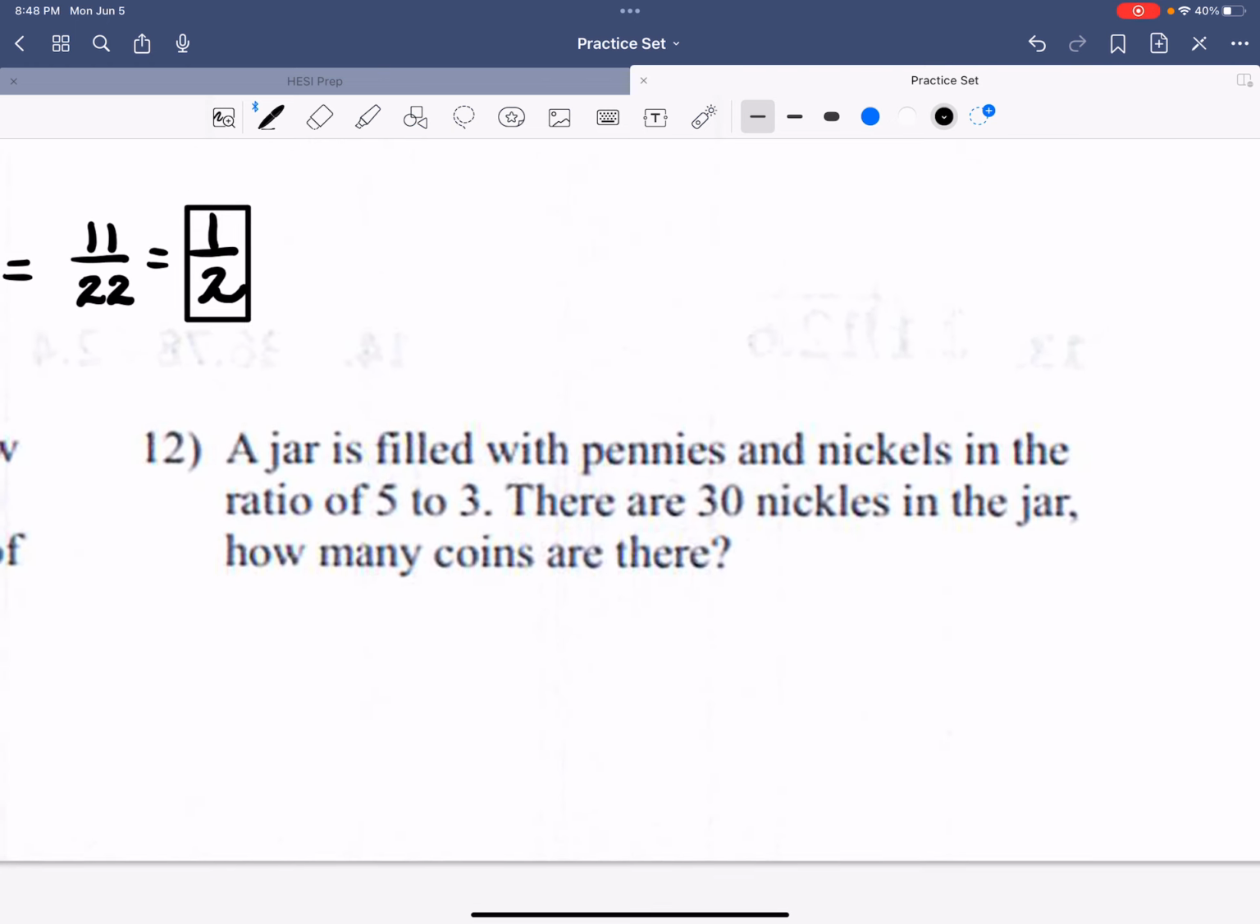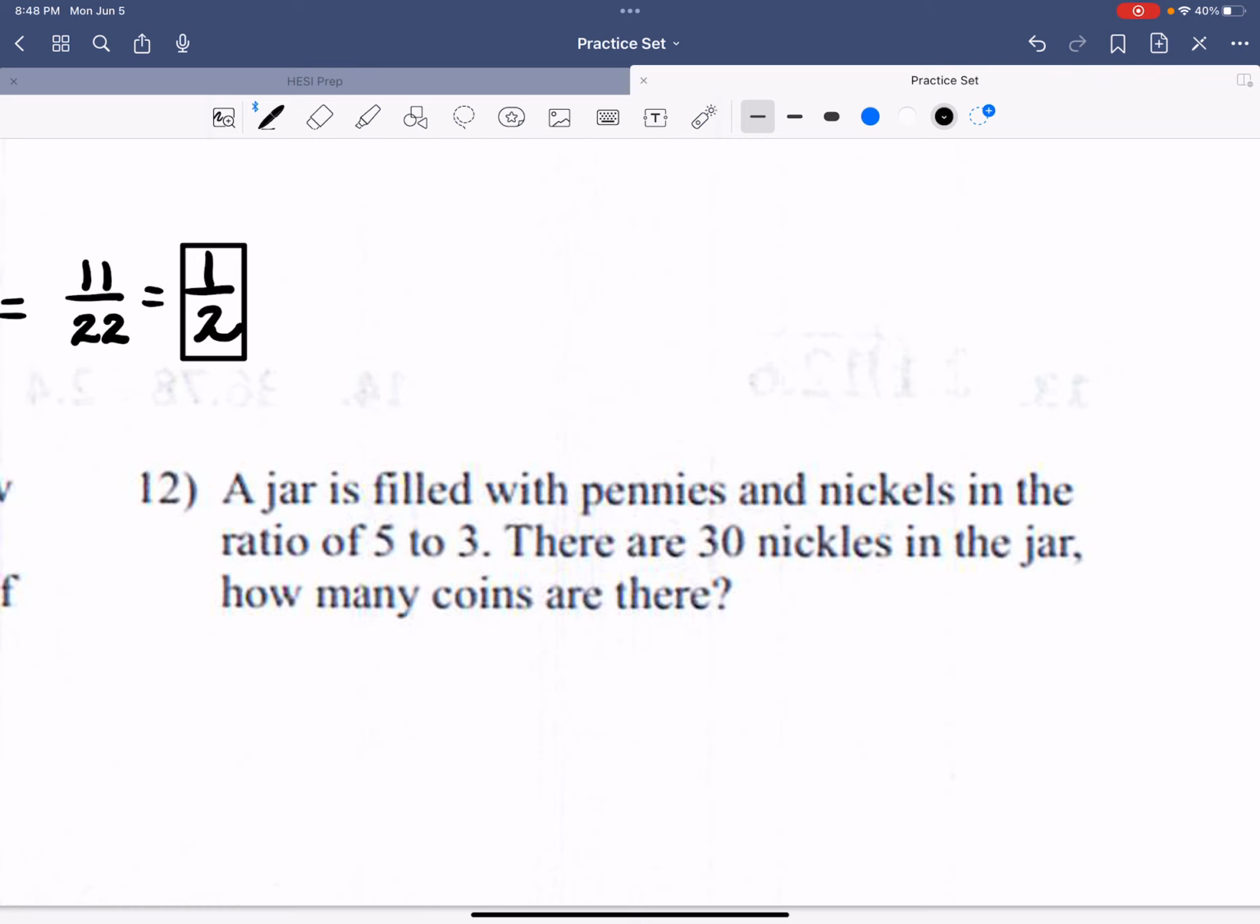Number 12. A jar is filled with pennies and nickels in the ratio of 5:3. There are 30 nickels in the jar, and that's misspelled. This is a spelling error. There are 30 nickels in the jar. How many coins are there? That's also a run-on sentence. They were not doing well with their grammar, were they? I didn't write this, I promise. Okay, pennies and nickels in the ratio of 5:3.